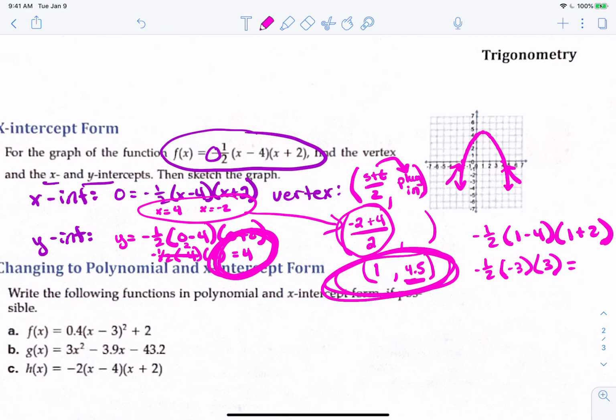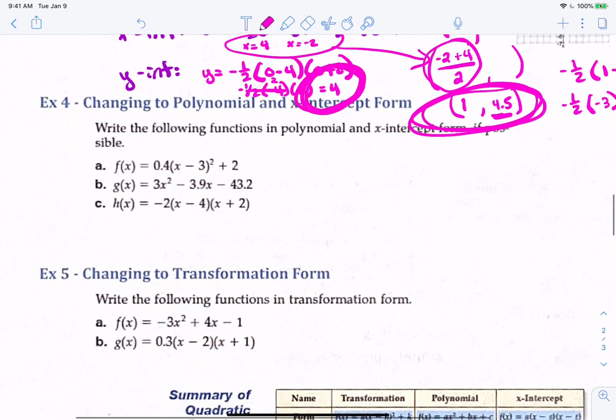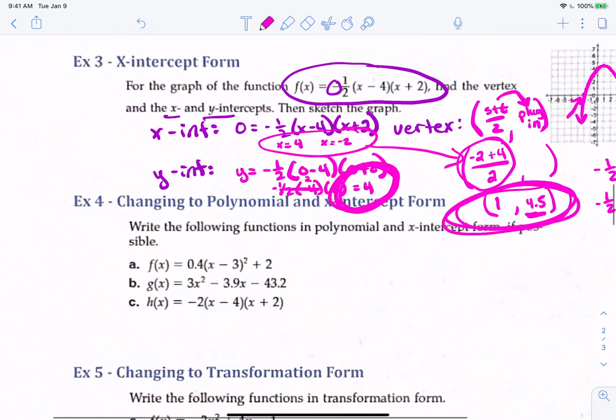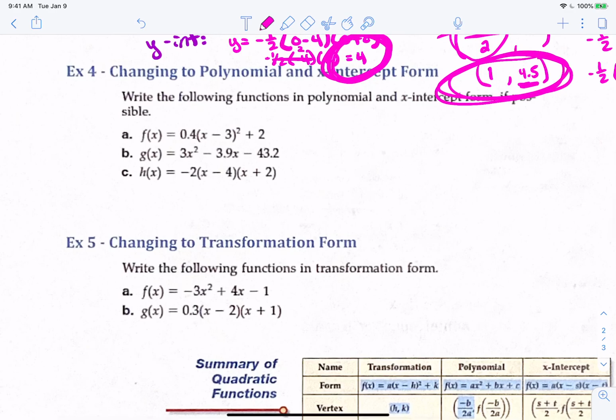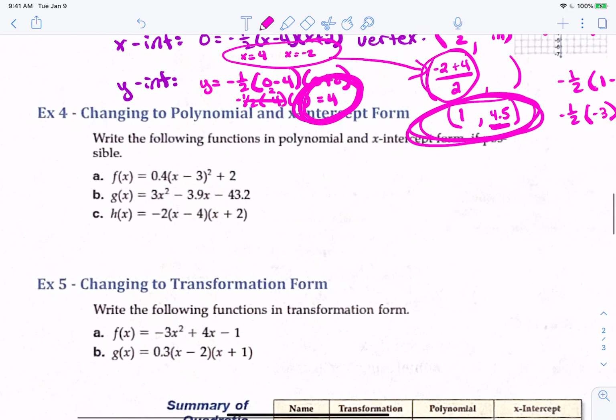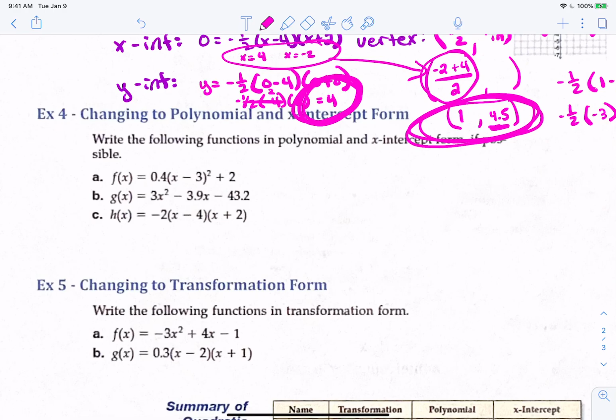Okay, so he starts at that vertex and he goes down and down. Okay? Questions? No? Okay. I think I'm going to change some of these instructions here. Example 4. Write the following functions in polynomial and x-intercept form. Okay?